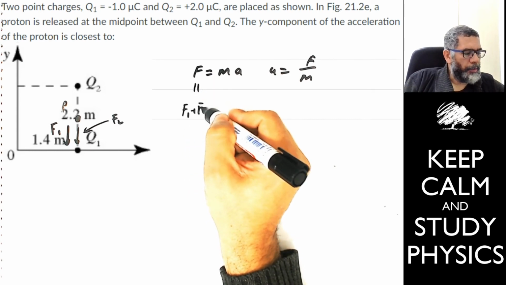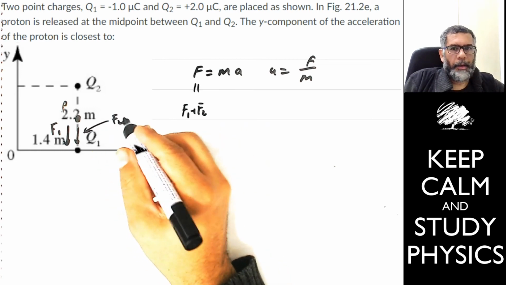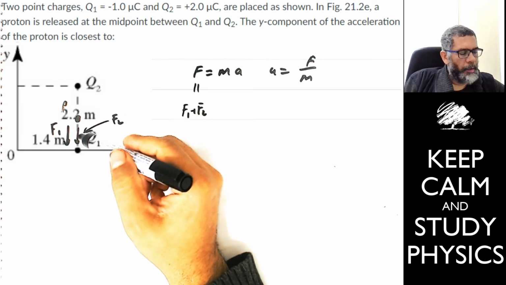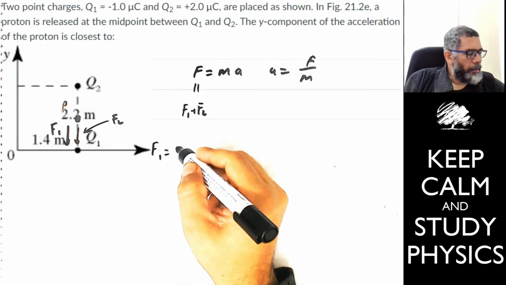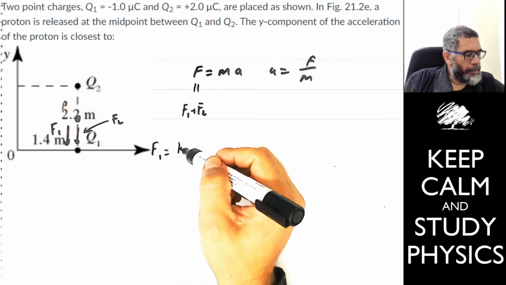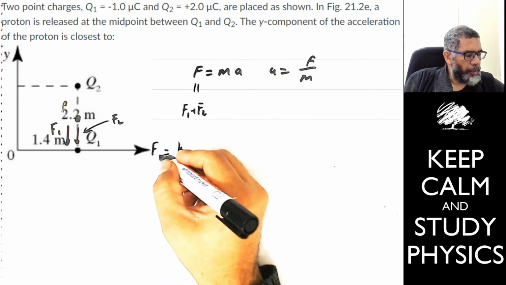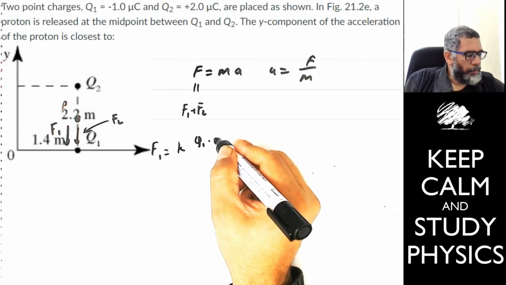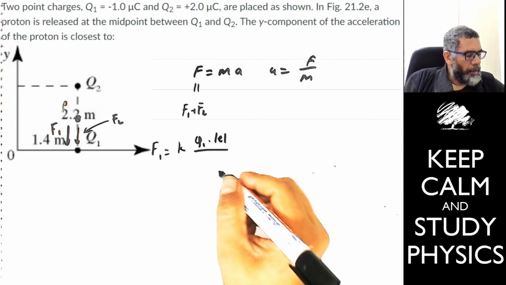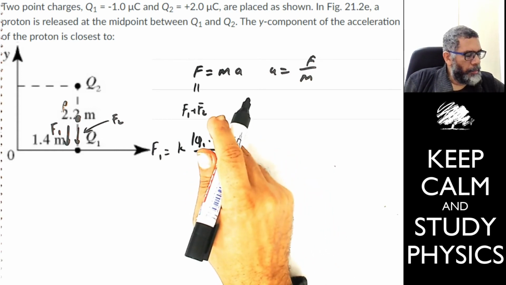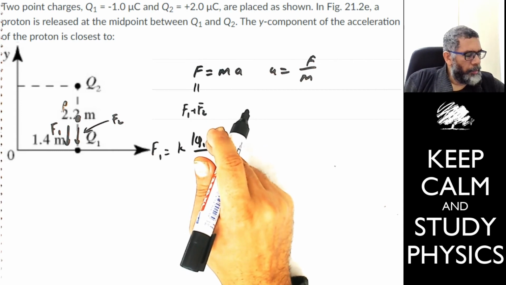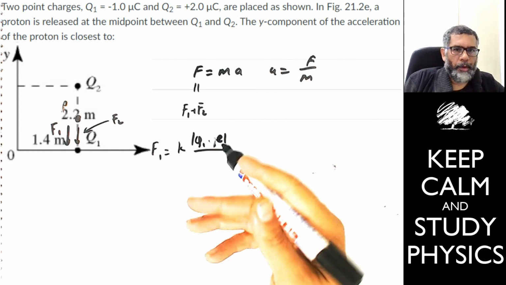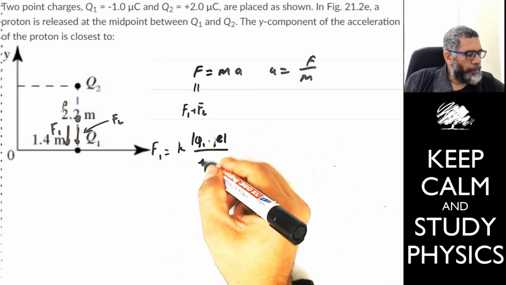F1 plus F2. Well, F1 is, what is the distance between the charges Q1 and Q2 to the proton? Is 1.1. And K times, let's find first Q1 force, F1 force. Q1 multiplied by the charge of proton, which is the charge of electron. Well, we always take the absolute value of this multiplication because we know the direction of the force. So we only need to know its magnitude divided by 1.1 squared.